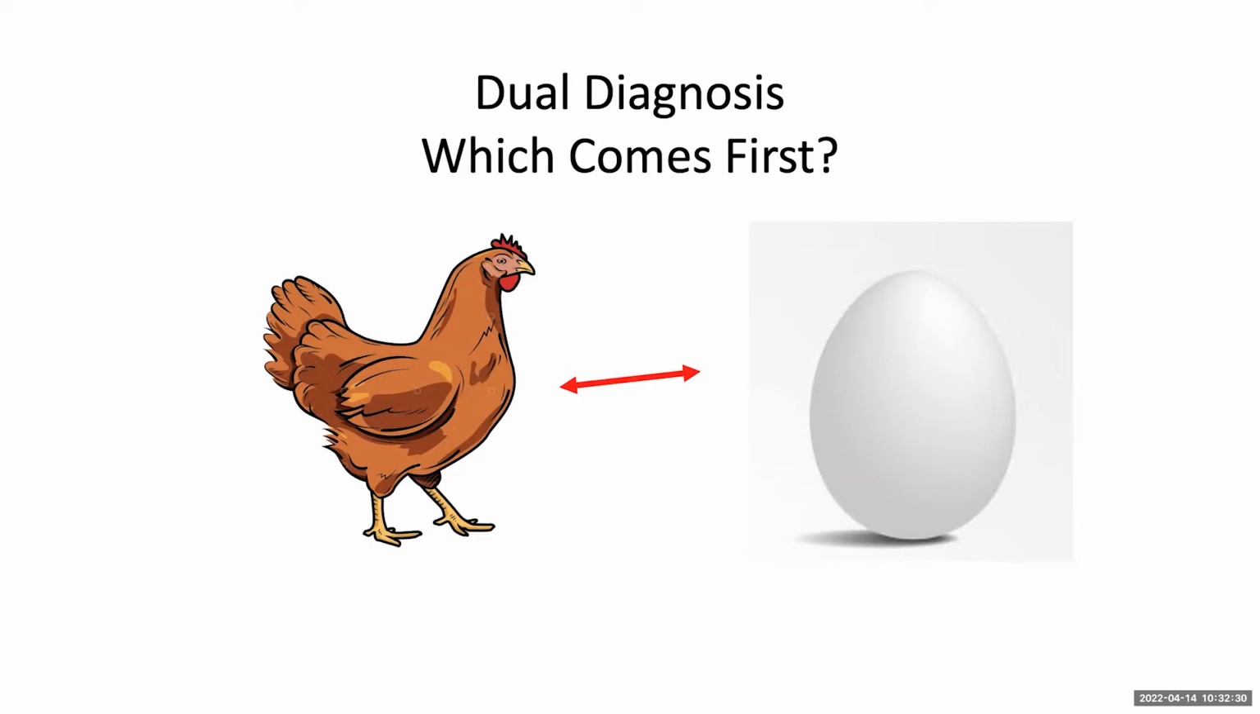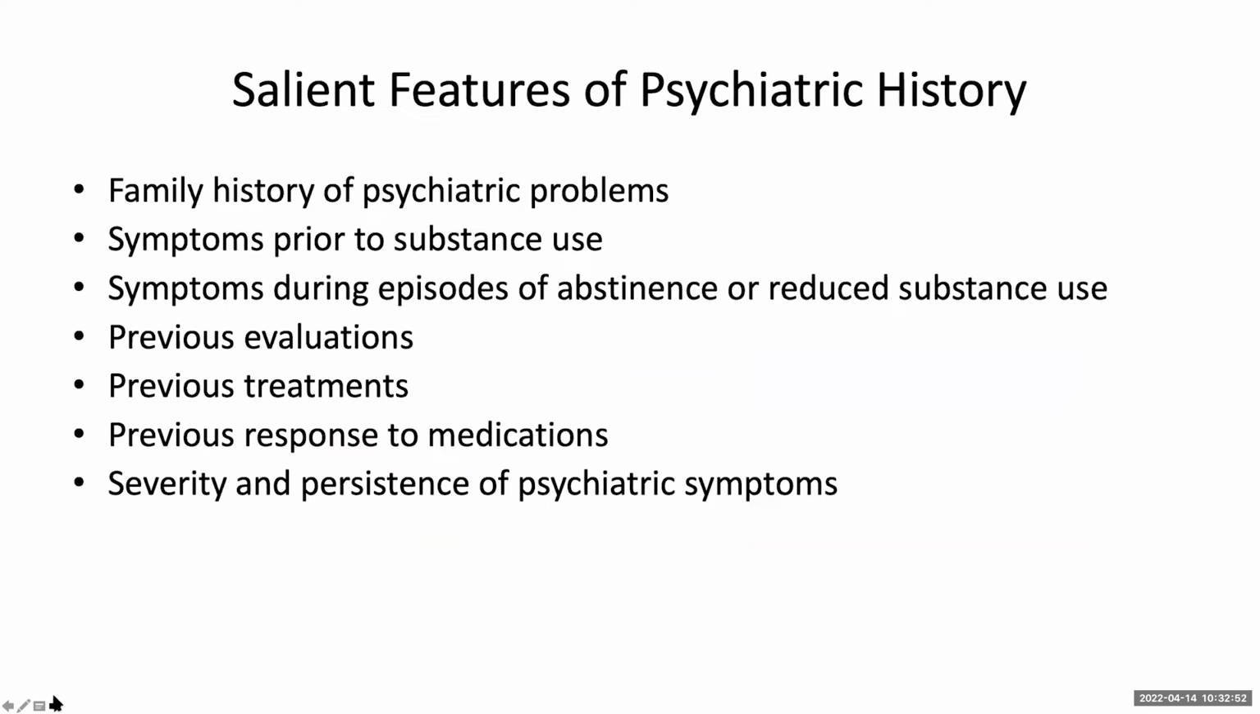And so more often the rule, rather than being able to determine which comes first in a clear chronological antecedent, is that they co-occur with mutual exacerbation in a cycle of each one making each other worse. And we try our best to treat them at the same time, not waiting for one to clear up before the other does. Now, there are some salient features of a psychiatric history that might help us with that decision when we think it's important.